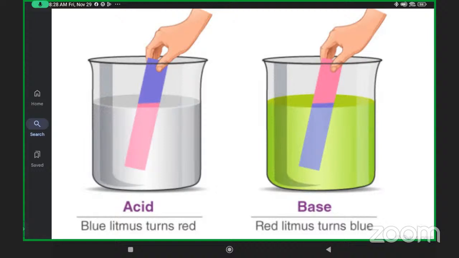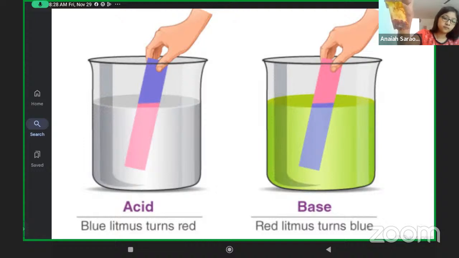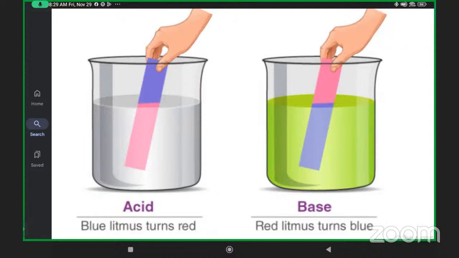Okay. Yes, Anaya. One second. Okay, I can see yours. Very good. So with this soap, it has turned red. Good. Simeon, yours? Turned green. Turned green. Okay, with the soap.